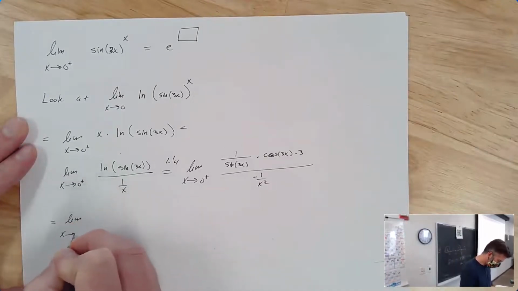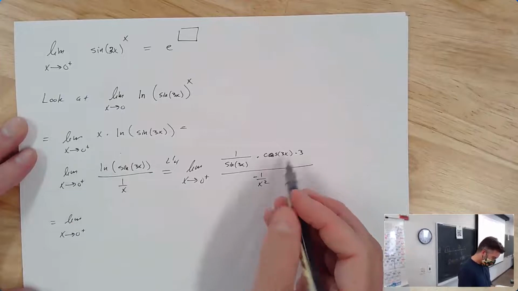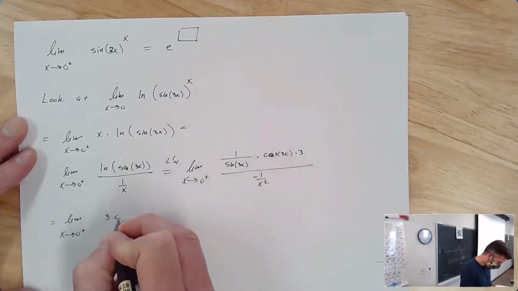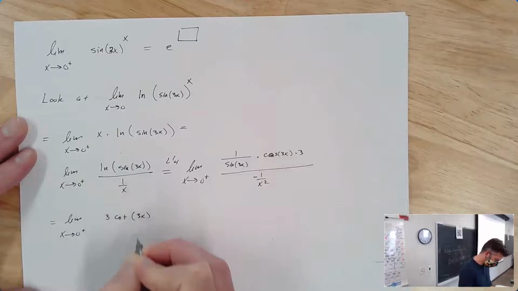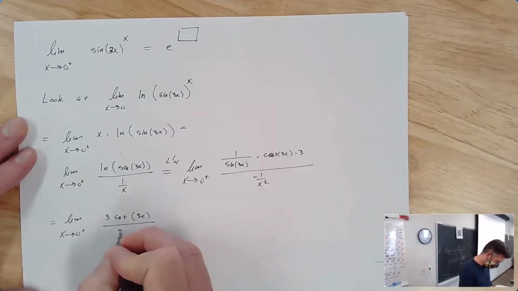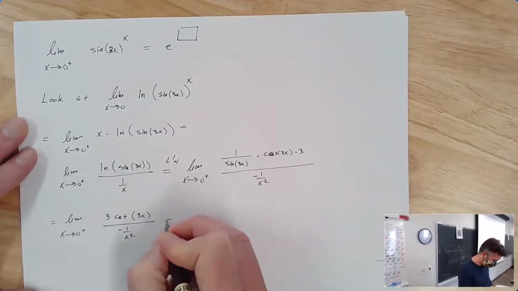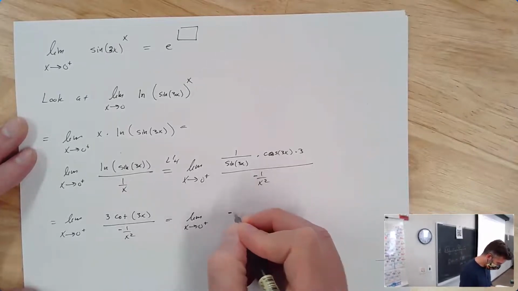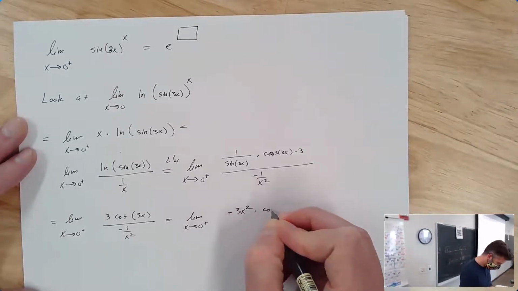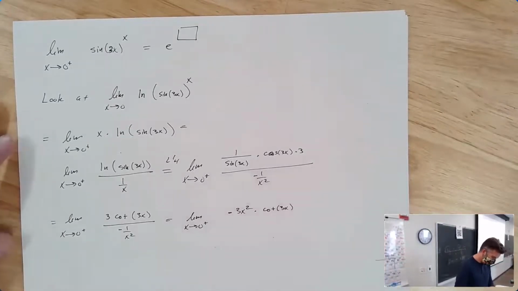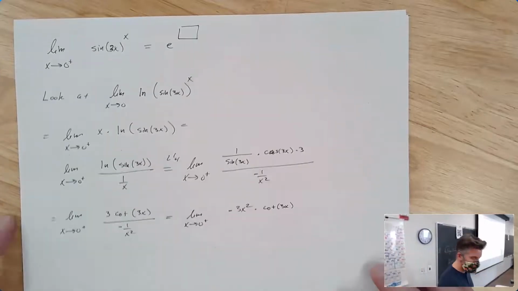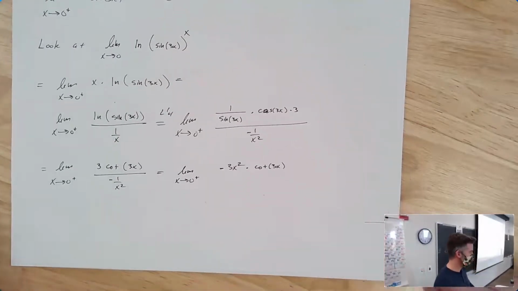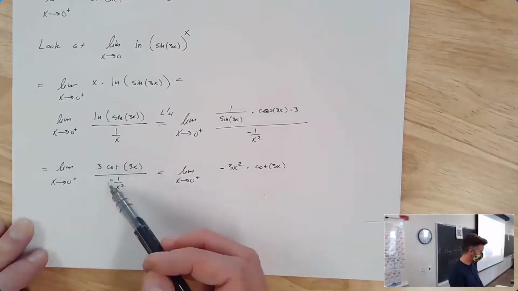So let's see what happens when we simplify this here. The limit as x goes to 0 from the right. I might write the top as 3 cotangent of 3x over negative 1 over x squared. And I might even write this as the limit as x goes to 0 from the right of negative 3x squared times cotangent of 3x. Now that might seem bad in that I've just kind of worked myself away from being able to use L'Hopital's rule again. I kind of wanted there to be a fraction. But I really don't love this fraction option.